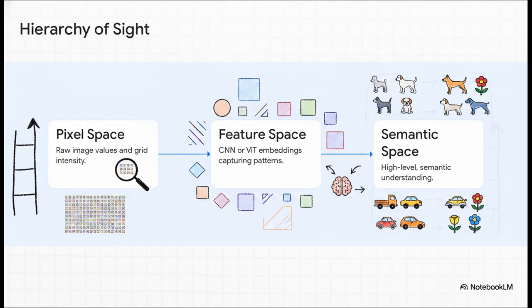In step one, pixel space, there's absolutely zero semantic meaning. It's just raw grid values. But as the AI optimizes, it climbs to step two, feature space. Here, it starts embedding local patterns. It notices an edge here, a texture there, maybe a geometric shape forming. And finally, at step three, we hit the semantic space. This is where the magic happens. Semantically similar objects, like different breeds of dogs, start clustering together in the machine's mind. Reaching this third level, that is the absolute gold standard of computer vision.